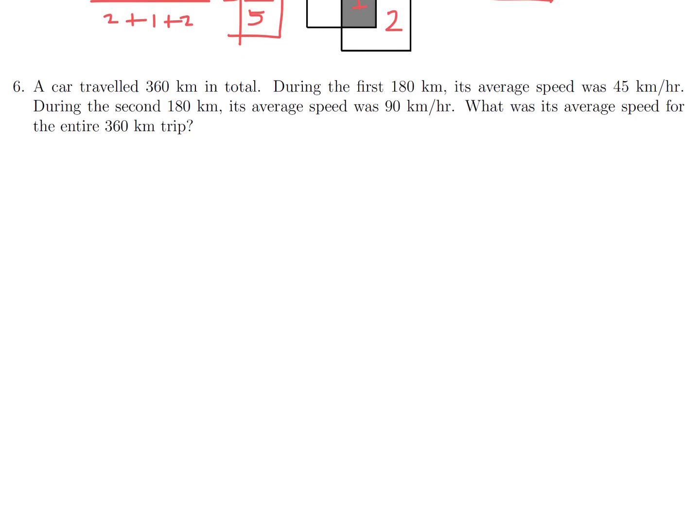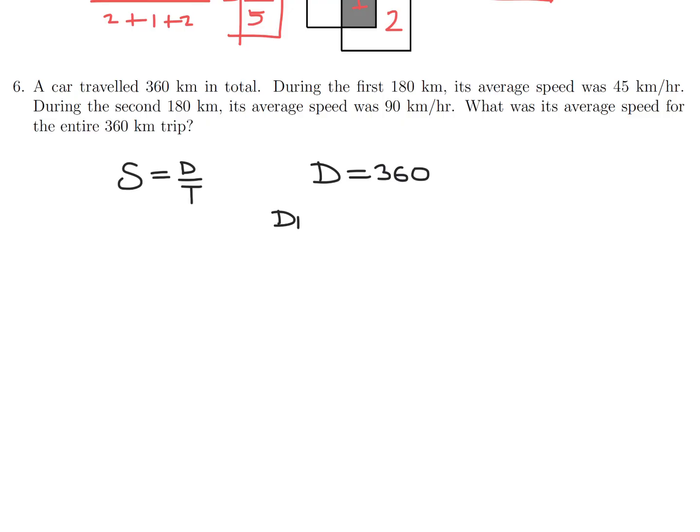A car traveled 360 kilometers in total. During the first 180 kilometers, its average speed was 45 kilometers per hour. During the second 180, its average speed was 90. What is the average speed for the entire trip? So we use our famous speed is equal to distance over time formula. Our total distance is 360.